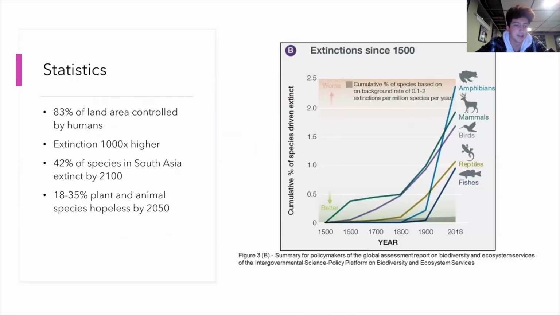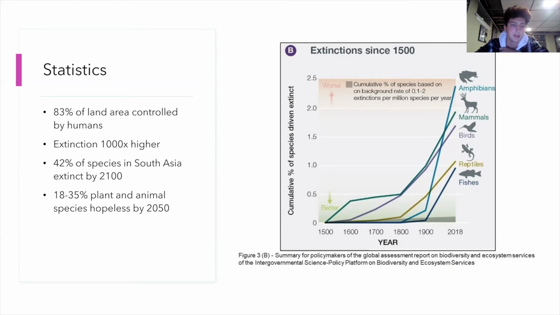So on the next slide, I have statistics, which I got from the scientists at skepticalscience.com. So apparently 83% of land area is controlled by humans out of all the land in the world, which has directly or indirectly caused extinction to be 1,000 times higher. If you look at the graph from 1900 to, as it was last reported, 2018, it's 1,000 times higher. So also 42% of species in South Asia are predicted to be extinct by the year 2100, which is only 80 years from now. So 42% is an extremely large number.